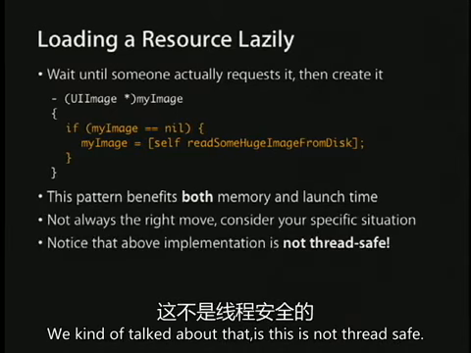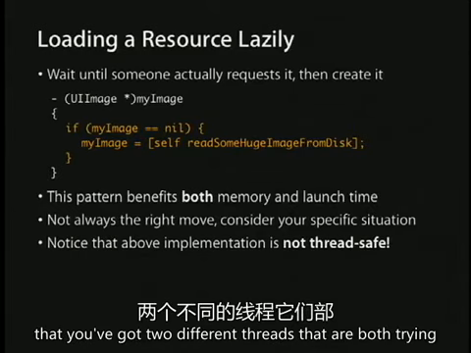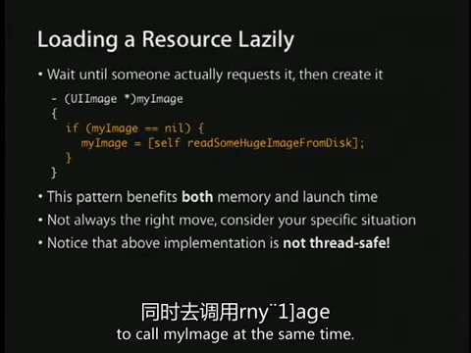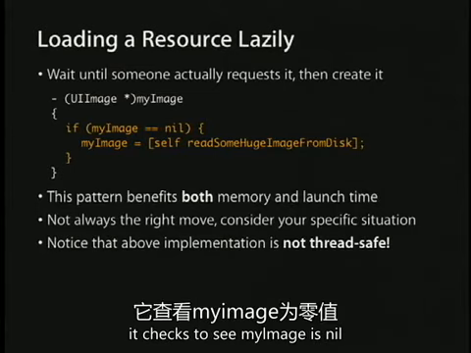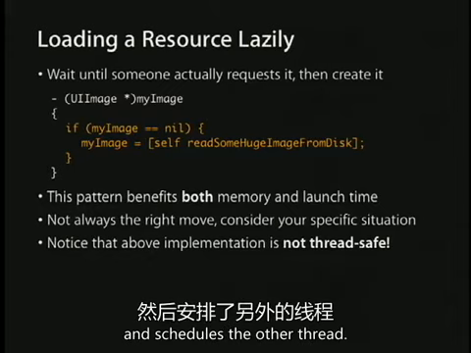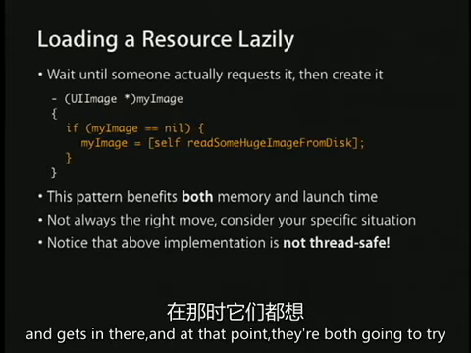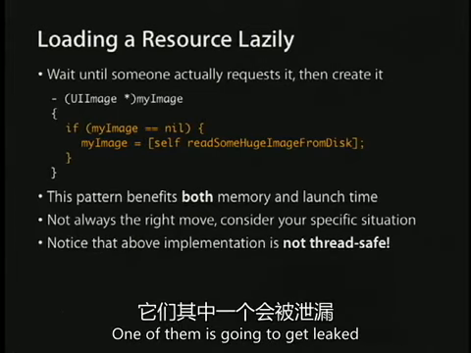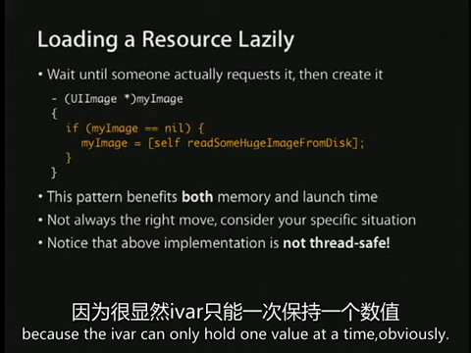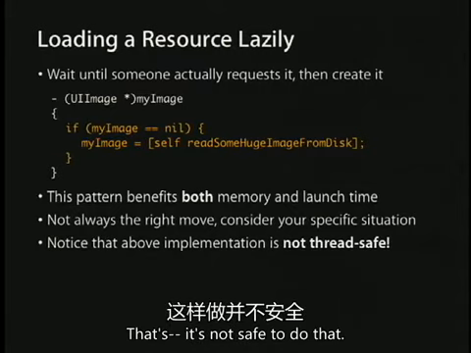One thing to be careful of is that this is not thread safe. Consider that you've got two different threads that are both trying to call myImage at the same time. Let's say the first one gets in here, it checks to see myImage is nil, but then the scheduler interrupts it and schedules the other thread. The other thread comes in, it also sees myImage is nil and gets in there. At that point, they're both going to try and load the image off disk and both assign it to the same ivar. One of them is going to get leaked because the ivar can only hold one value at a time, obviously. It's not safe to do that.